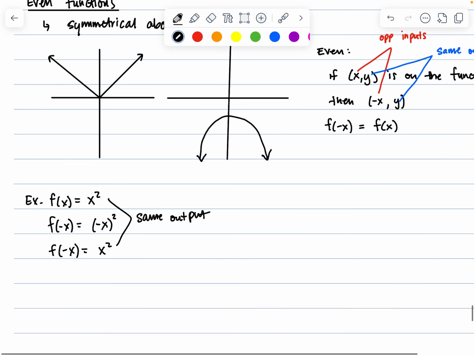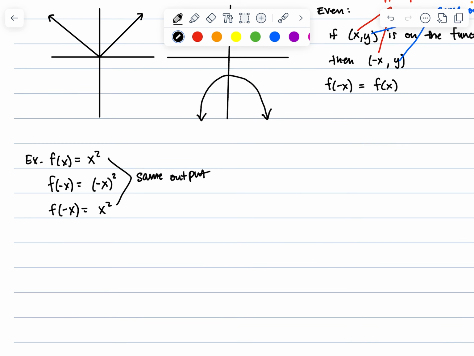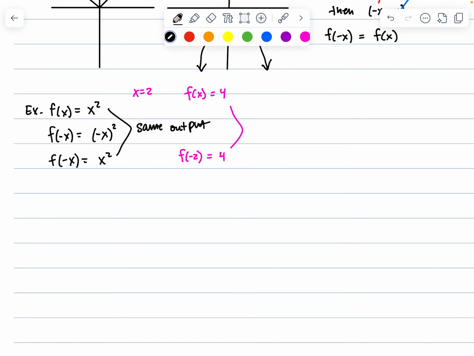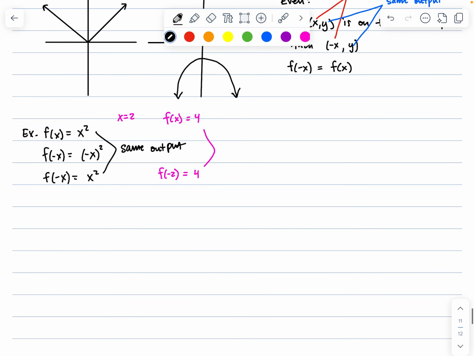Okay. We could also just plug in numbers too. I'm going to do this in pink. If I said x was equal to 2, then the output would be f of x would be 4. If f of negative 2, negative 2 squared, negative 2 times negative 2 is a positive 4, same output. Okay, so that's an even function. An odd function, odd functions.